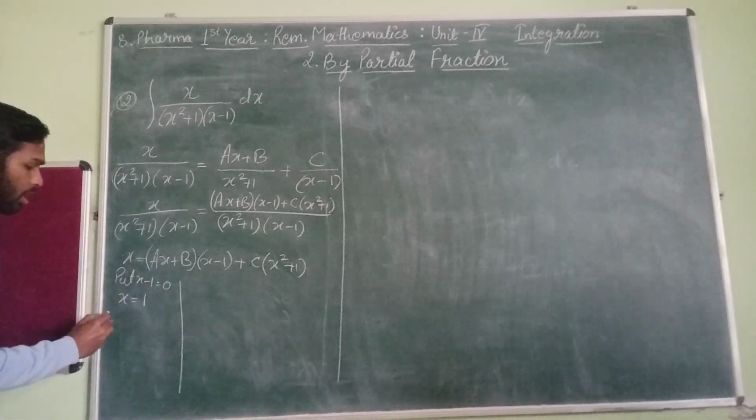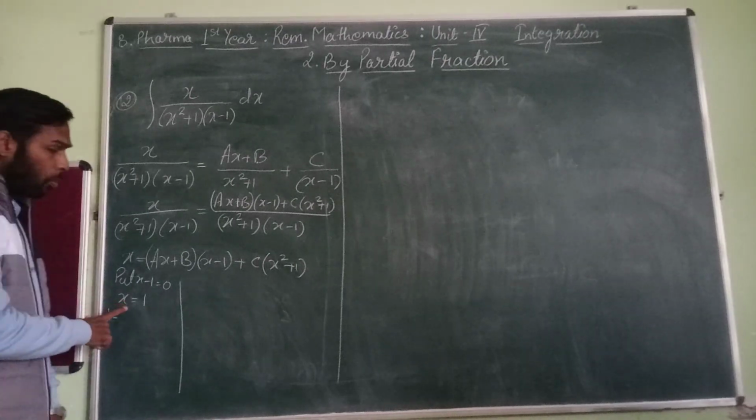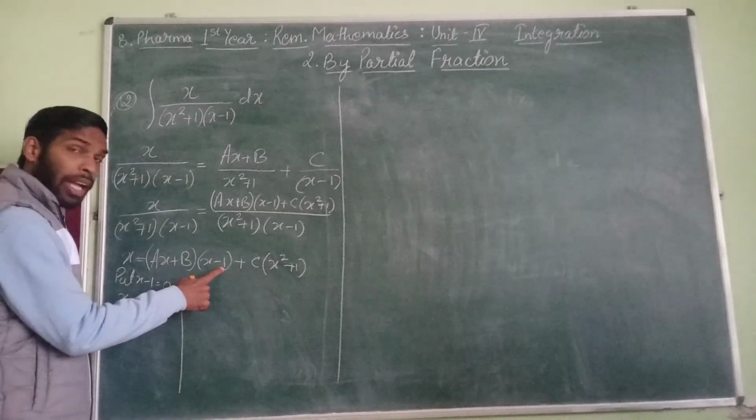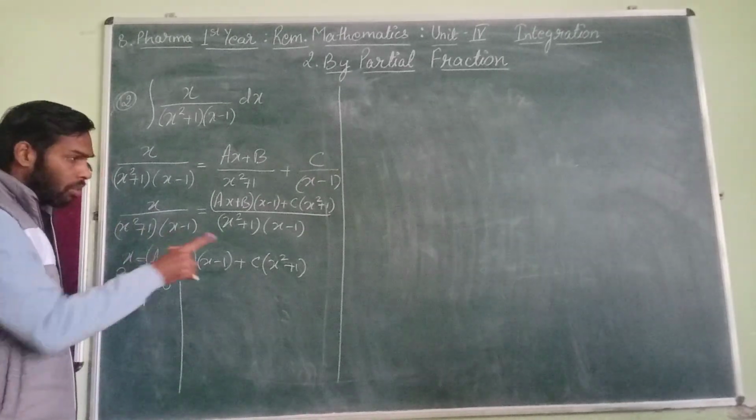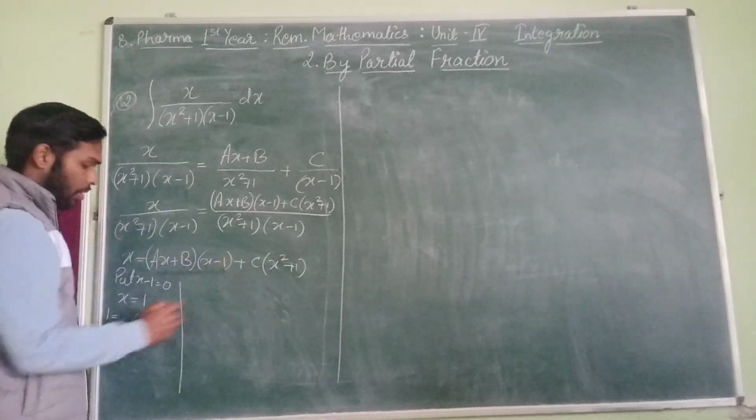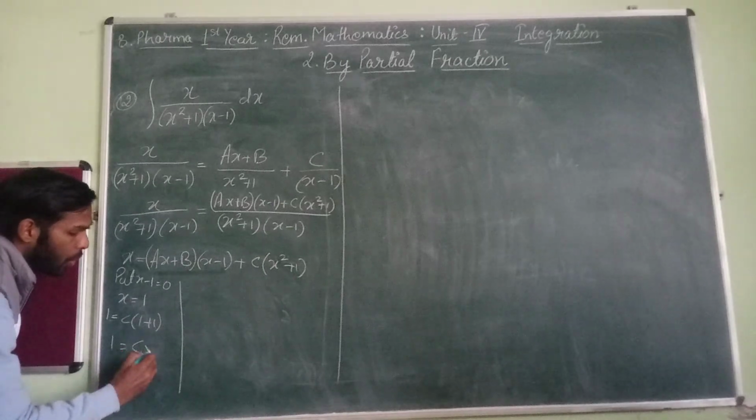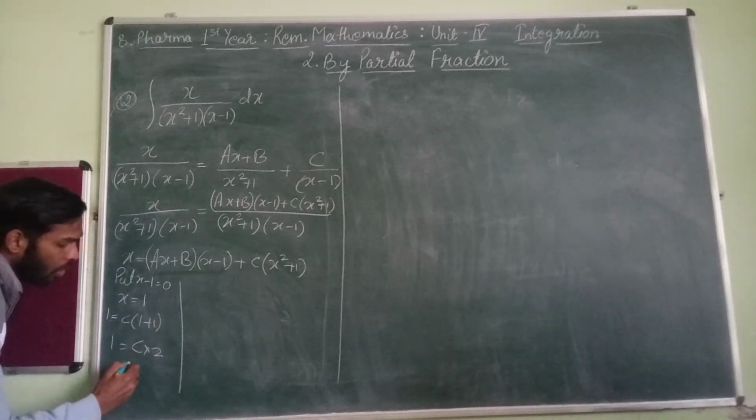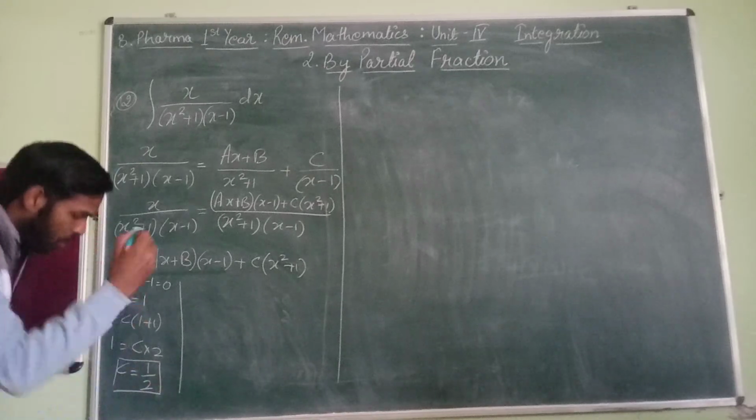Put x equal to 1. Now, what happened when we put x equal to 1 here: 1 minus 1 is 0, 0 into anything is 0, so no need to write it down. So just write c into x, whose value is 1, 1 square is 1, 1 plus 1. So 1 plus 1 is 2, c into 2; this 2 can be taken to the right hand side denominator. So c equals 1 by 2.